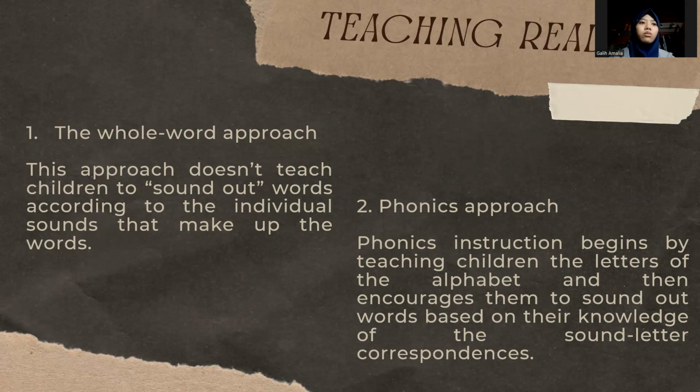1. The whole word approach. This approach doesn't teach children to sound out words according to the individual sounds that make up the words. 2. The phonics approach. Phonics instruction begins by teaching children the letters of the alphabet and then encourages them to sound out words based on their knowledge of the sound-letter correspondences.